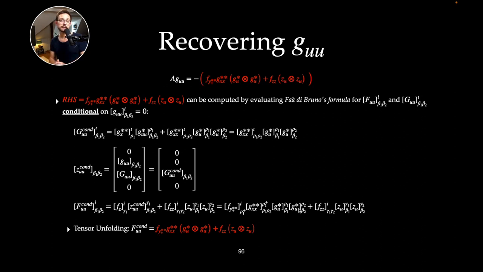And again, Dynare's tensor library is very efficient to do this, okay? So it can compute very efficiently Faà Di Bruno's formula by simply assuming that there is one term missing, or simply setting it to zero, and then you get the right-hand side. You plug in the right-hand side right here, take the inverse of A, then you get GUU, and then you only update the Faà Di Bruno's formula for FUU just for this one missing term.